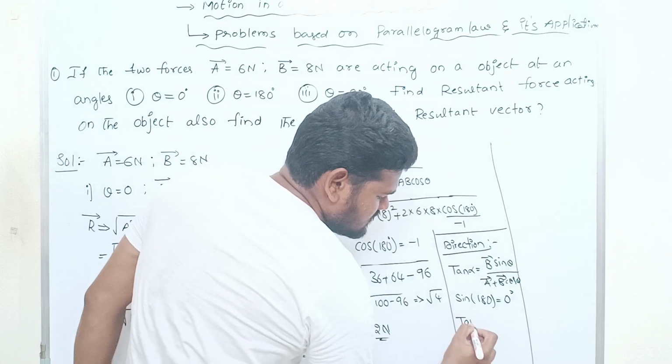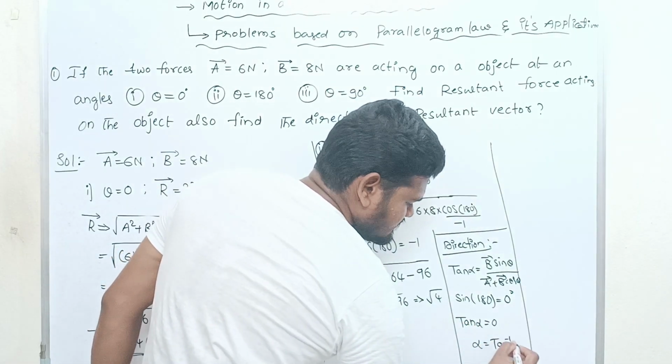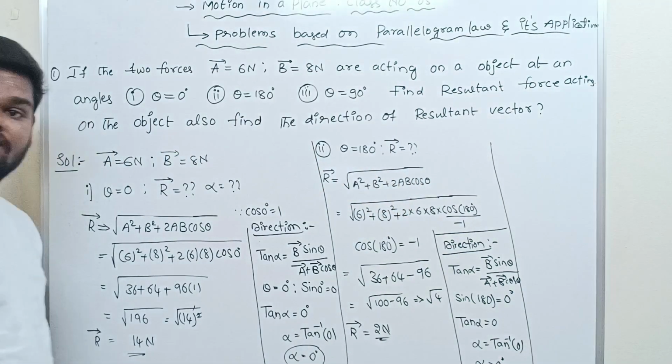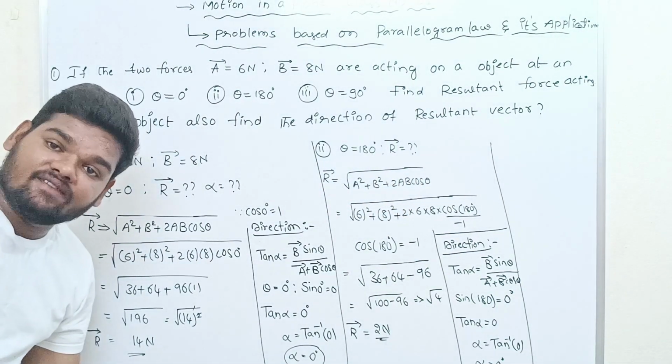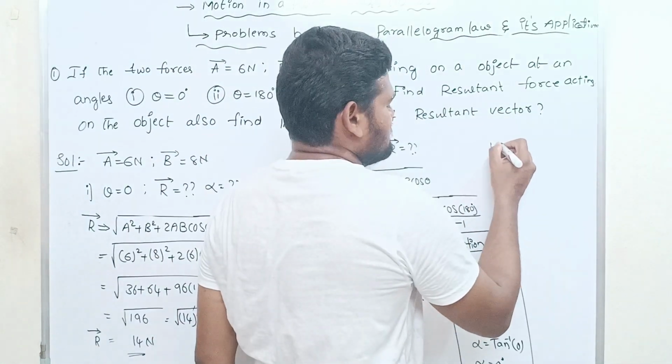So tan alpha is equals to how much? 0. Then alpha is equals to tan inverse of 0. Tan inverse of 0 means what, ma? 0 degrees. Okay, are you getting any difficulty? No difficulty is there, right? So let us see the third problem.